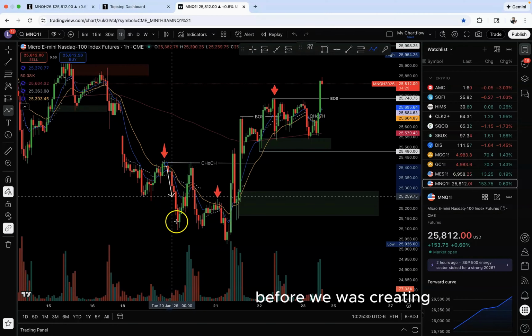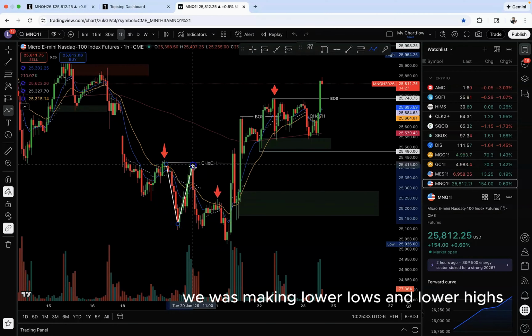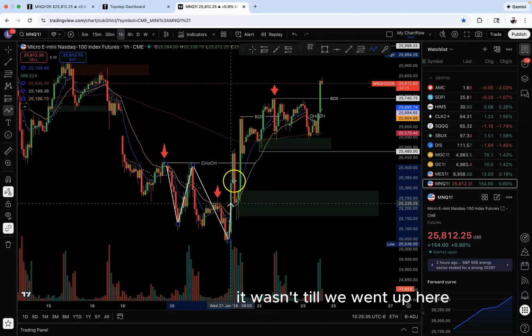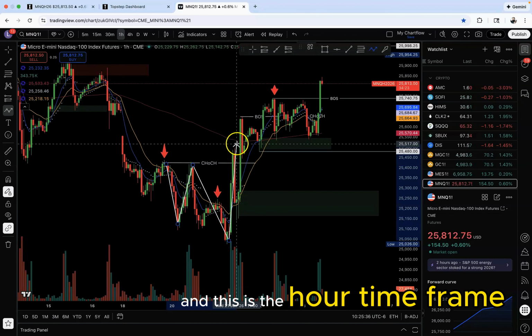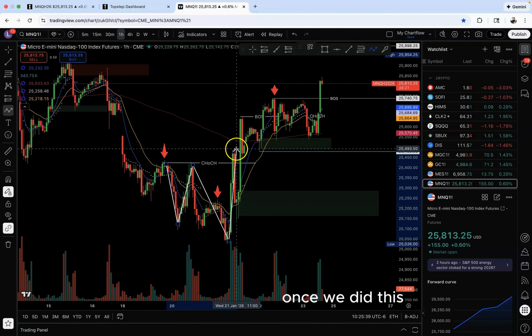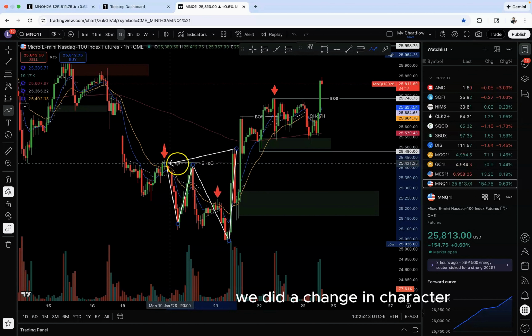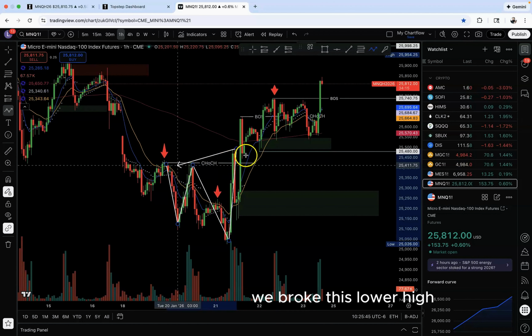Before, we were making lower lows and lower highs. It wasn't until we went up here, and this is the hour time frame, that we did a change of character. Right here, we did a change of character. We broke this lower high.